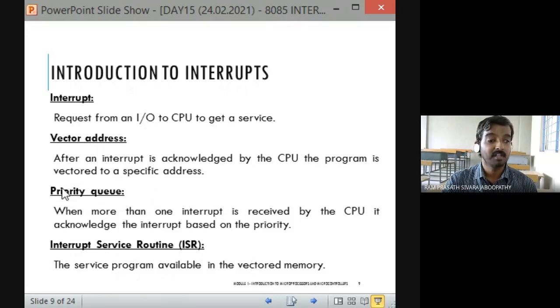Then we have the priority queue. When more than one interrupt occurs, there is an order of priority, and based on that the interrupts will be serviced. So these are the things we must know before getting into the interrupt processing sequence. Now we will see how an interrupt is handled by the 8085 microprocessor.